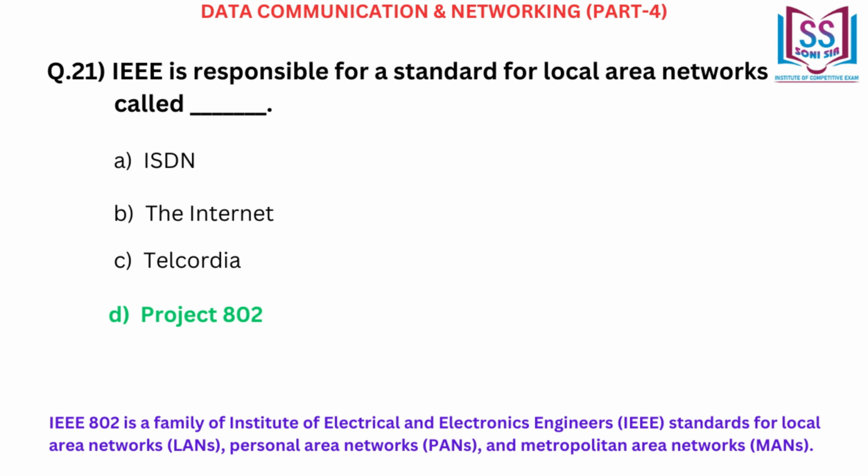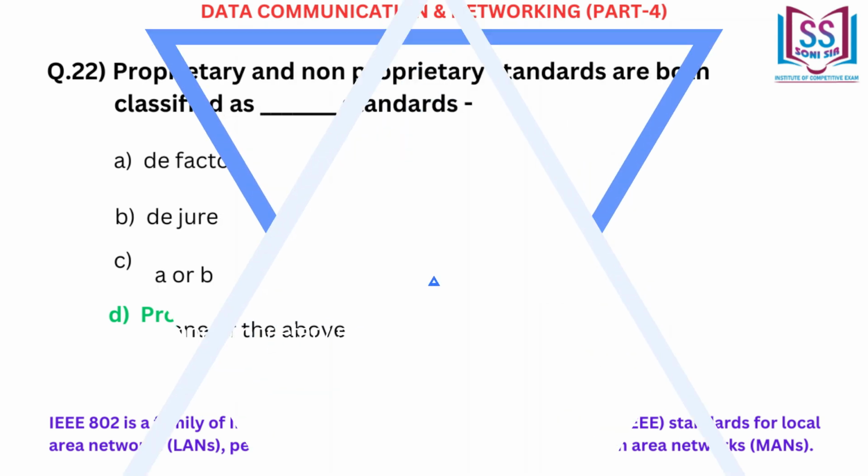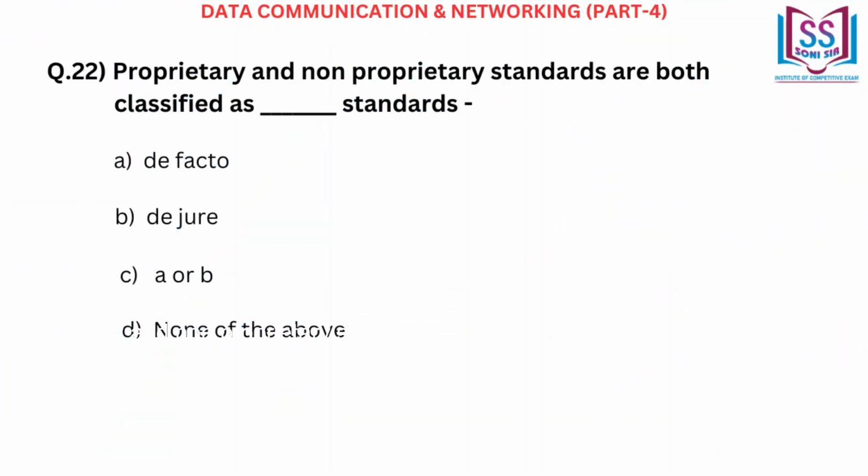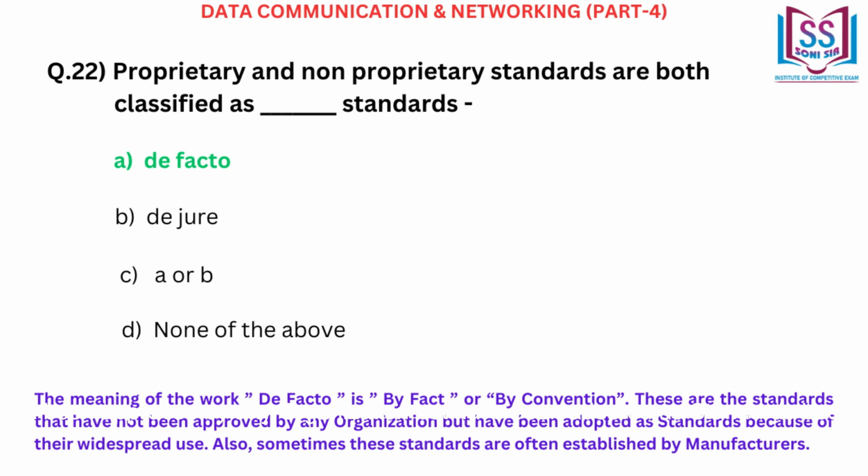and metropolitan area networks. Proprietary and non-proprietary standards are both classified as dash standards. A. De facto. B. De jure. C. A or B. D. None of the above. Correct answer A.